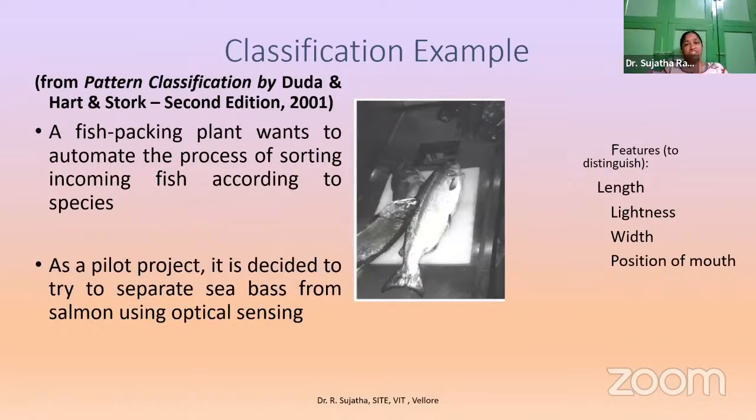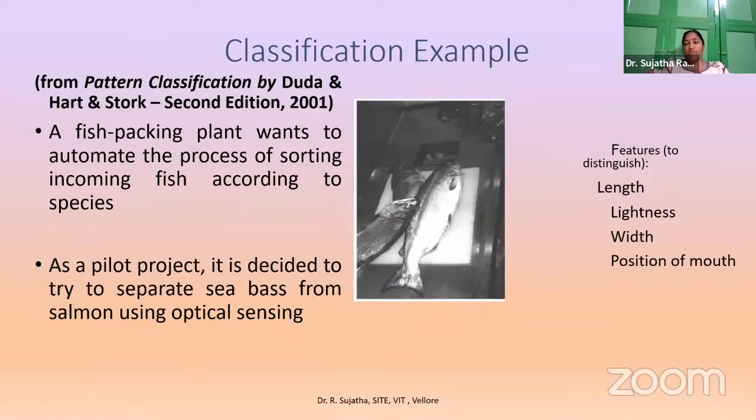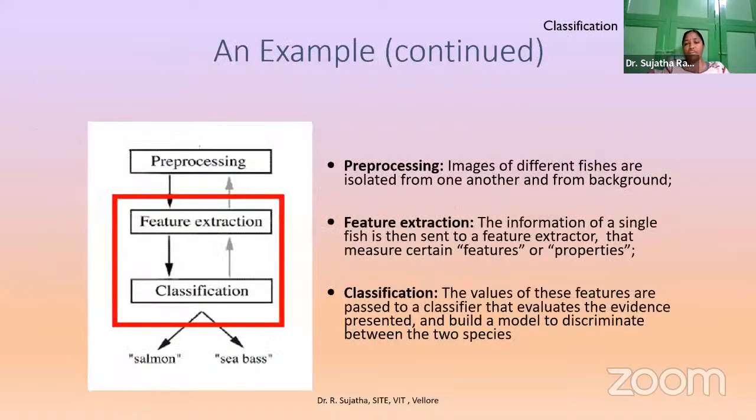Initially we need to program it. Once it is programmed, when the fish is placed over the optic scanner, it checks and diverts it to either the salmon type or the sea bass type. In pre-processing, the images of the different fishes are isolated from one another and from the background, and features are extracted: the length of the fish, the lightness, the width, and the position of the mouth. Based on this we make the decision and classify.